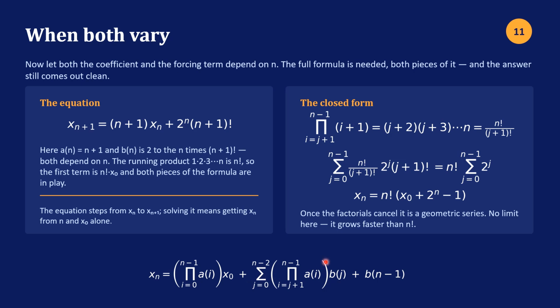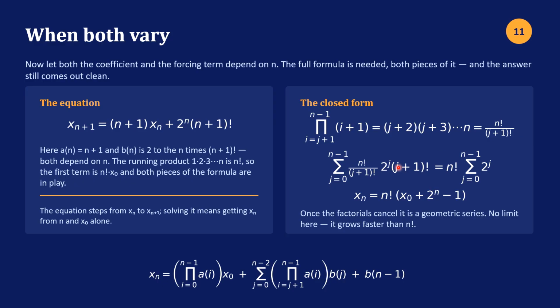Then this side's a little bit harder. First we'll do the product, which I've shown here. We just put in ai, which is i plus 1. And so when you multiply this out, it's j plus 2, j plus 3, up to n, which we can write as n factorial over j plus 1 factorial. And we do that because we get some cancellation when we plug this back into the summation here.